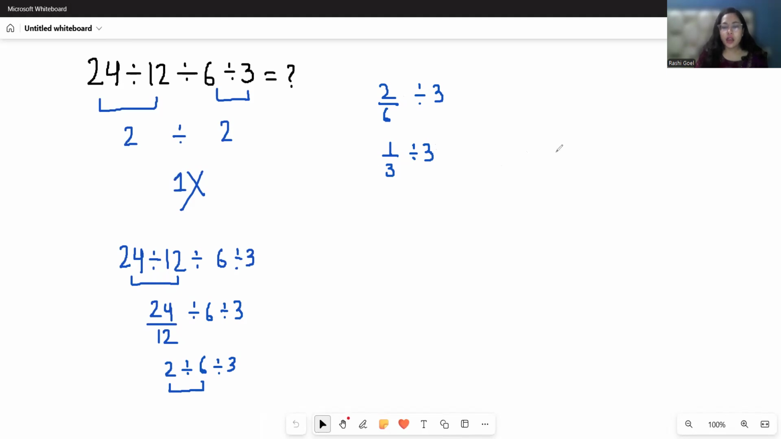Now here I am going to use the KCF rule. Here K stands for keep, C stands for change and F stands for flip. That means keep the left hand, change the symbol from division to multiplication, and flip the right hand. So this 3 we can write as 3 by 1, and when we flip it, it becomes 1 by 3.